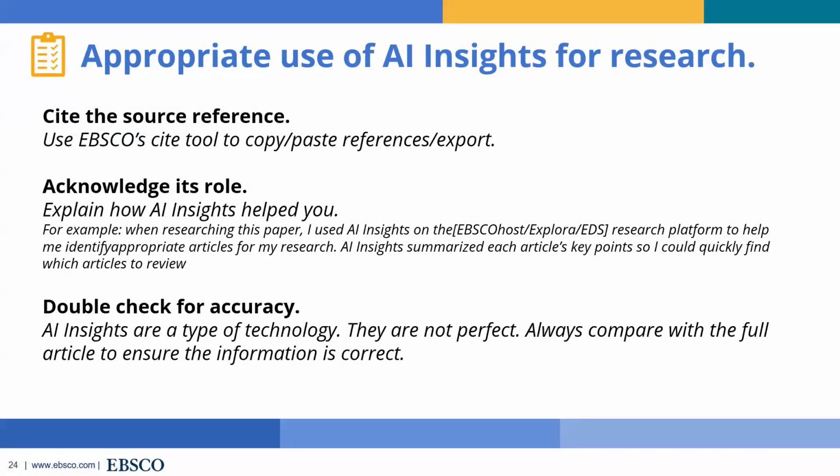Citing the source reference is important. Again, if you're wanting to cite it, acknowledge its role as well. So explain how AI insights helped you in your research. This is just an example here. Double check it for accuracy. So AI insights are a type of technology or software, and as such, they're not always perfect. So always compare with the full text to ensure that the information is correct.